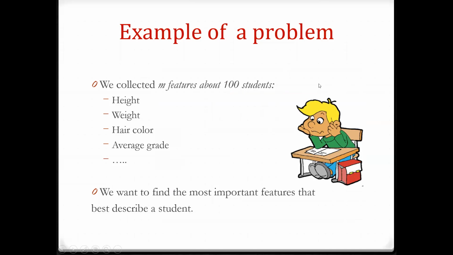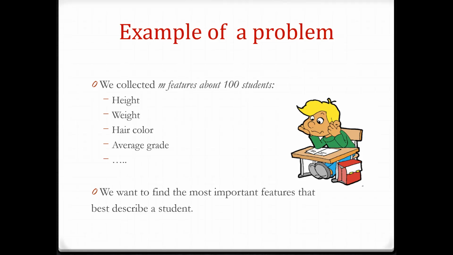Now, if you have any data, for example, we have taken data of 100 students where we have collected m features from those 100 students. We have various features like height, weight, hair color, average weight. These are also called variables.